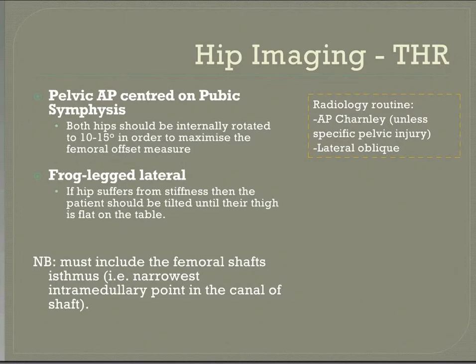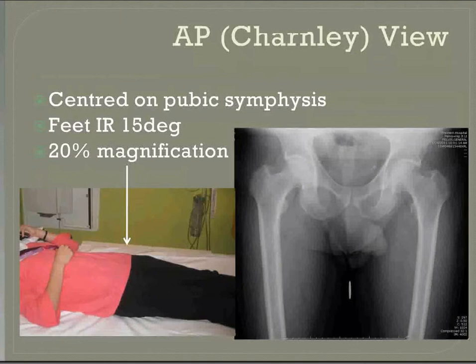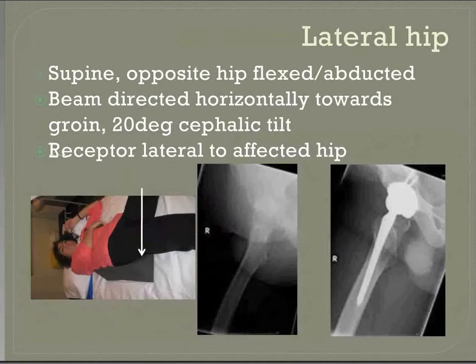So this is our Charnley view, which is centered, a central ray is centered on the pubic symphysis with the feet in 15 degrees of internal rotation. And the lateral oblique, sorry, that picture's being shifted. The lateral oblique is done with the patient with their legs twisted to the side, and the beam is directed towards the groin. So this is the way the radiographers are routinely doing the laterals.